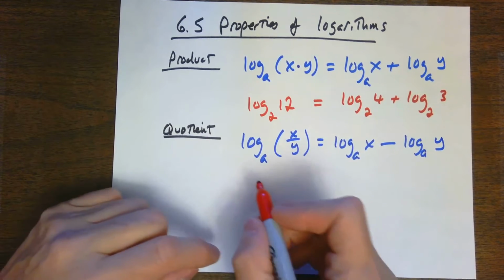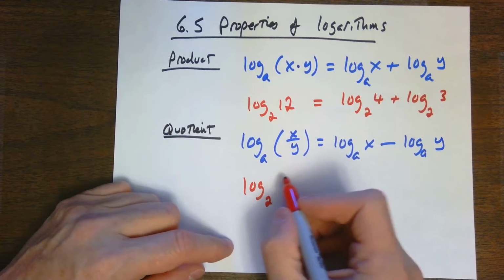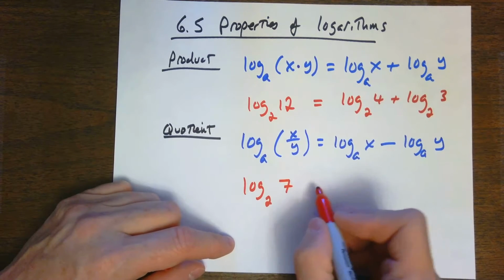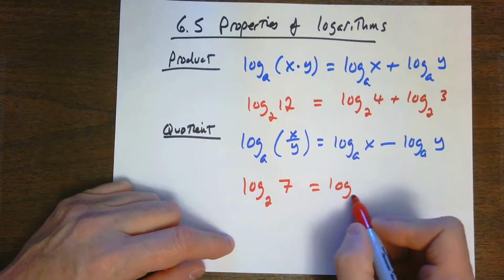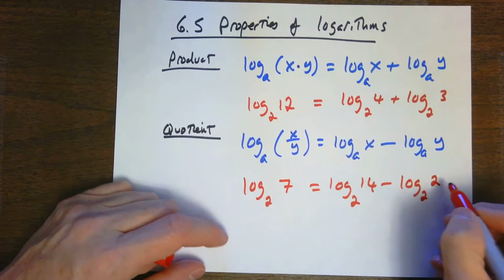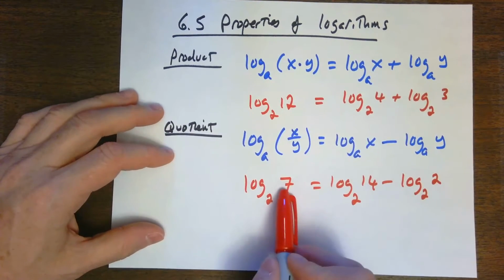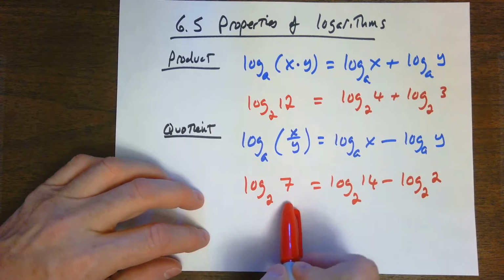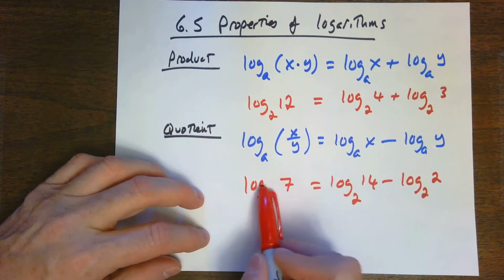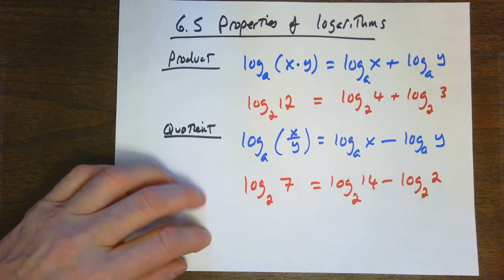For example, if I had the log base 2 of 7, I could rewrite that as the log base 2 of 14 minus log base 2 of 2. Well, where did this 14 and this 2 come from? Well, I can write 7 as 14 over 2, the quotient of 14 divided by 2. 7 is the same thing as 14 over 2. So if I write 7 as 14 over 2, then I can write log base 2 of 14 minus log base 2 of 2.